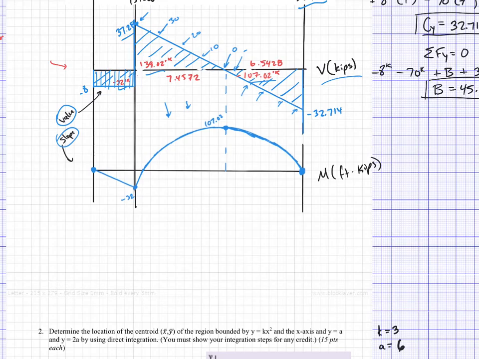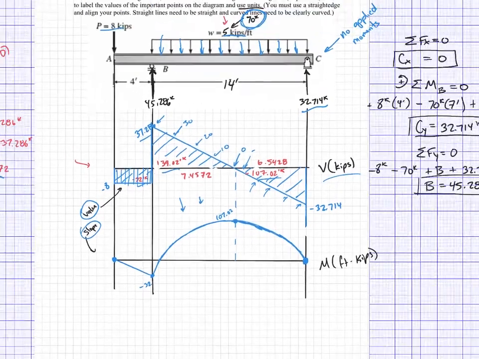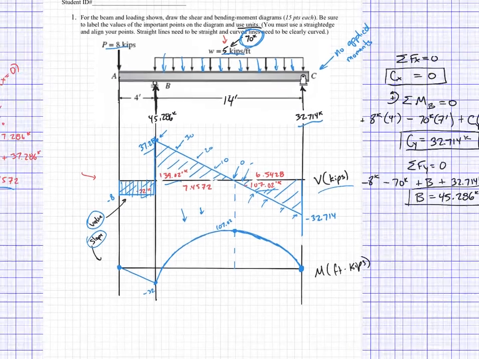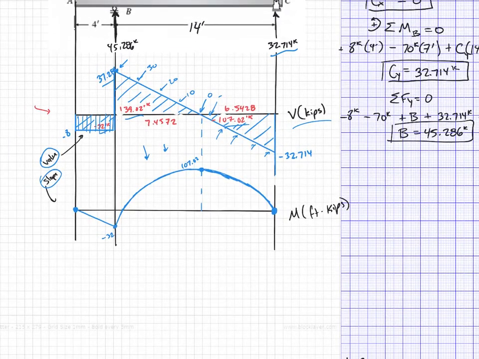And so let's see what my question was, right? Let's see here. Draw the shear and bending moment diagrams. Be sure to label the values, important points in the diagram, and use units. And that's it. Okay? Yeah, I mean, we would probably want to erase all these little crazy arrows that I drew on here. I put them on there for explanatory purposes. You probably wouldn't want to turn it in with all of that, but it's okay.